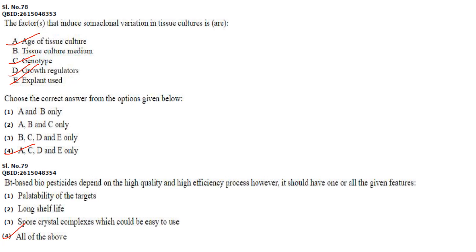Long shelf life. Yes, that is also correct. Spore crystal complexes which could be easy to use. Yes, that is also correct. So the answer here is option 4, all of the above.